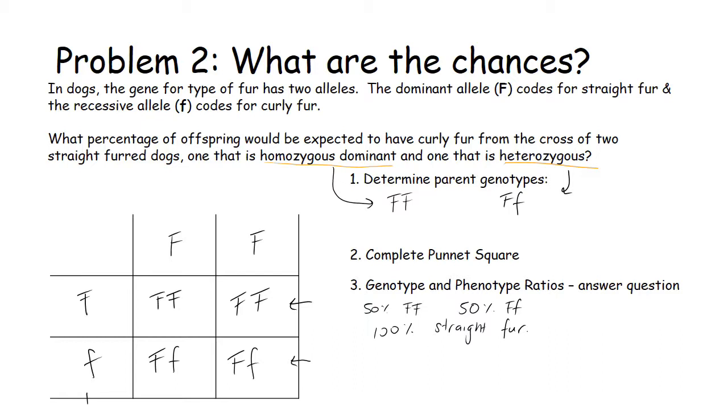Now again, if this was a test scenario, you wouldn't even have to go to that extent. I like to do it for completion. However, the question was actually asking what percentage of offspring would be expected to have curly fur. Now, to have curly fur, because curly fur is recessive, you would have to have a homozygous recessive genotype. There is no possibility here of having a homozygous recessive offspring. Therefore, it is a 0% chance of curly fur.